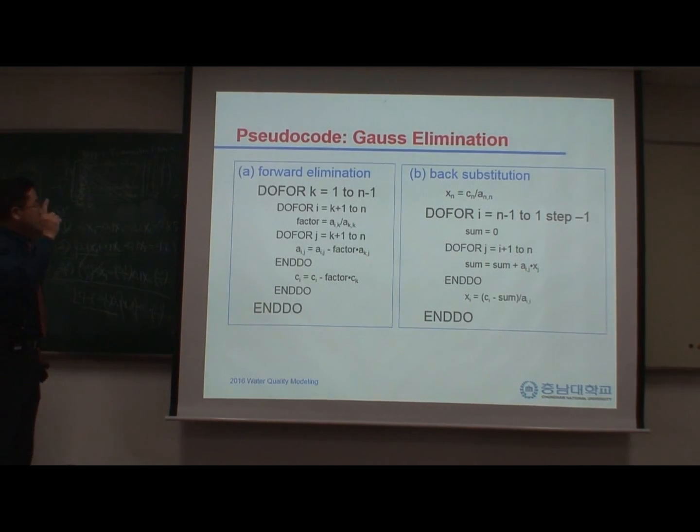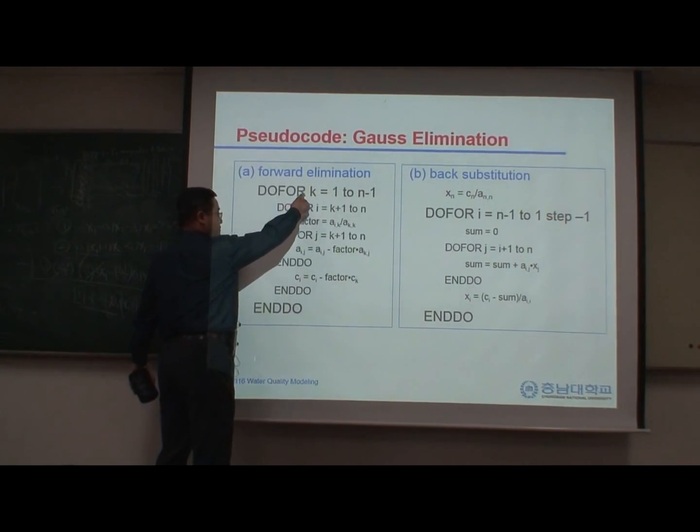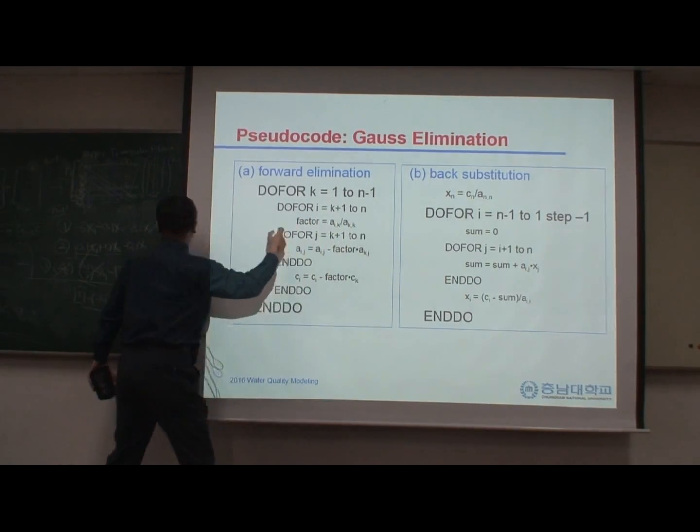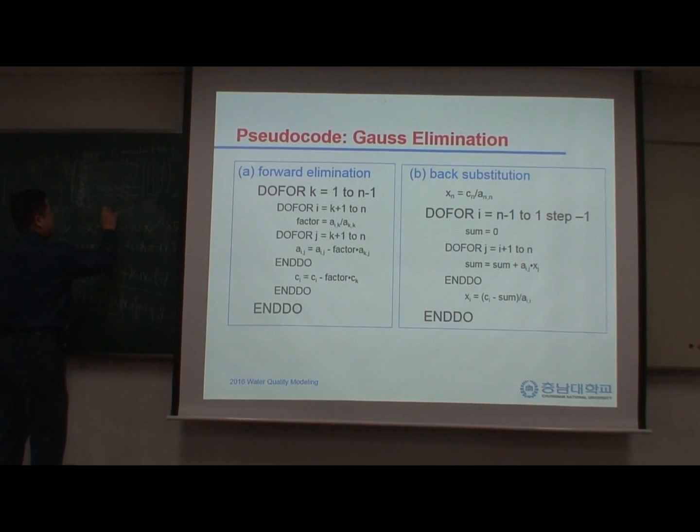And when you have k equals 1, then your i is going to become 2 to n, right?